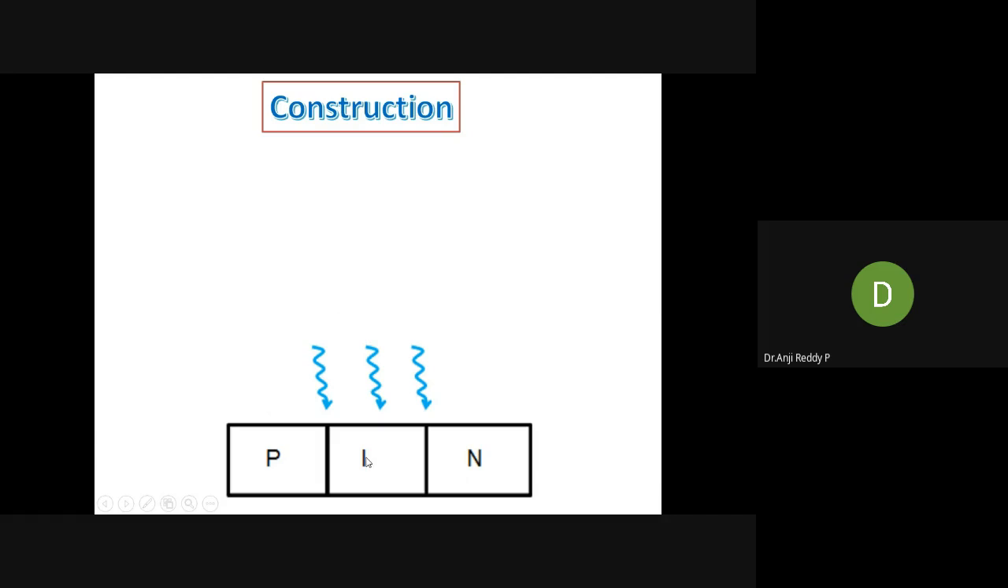Then what is the purpose of this intrinsic semiconductor? Why do we have to include it? The reason is that it will increase the minority charge carriers, remember. If you introduce this intrinsic semiconductor between the P-type and N-type, it increases the minority charge carriers. That is the main purpose. Even if small light is incident, the minority charge carriers respond immediately.